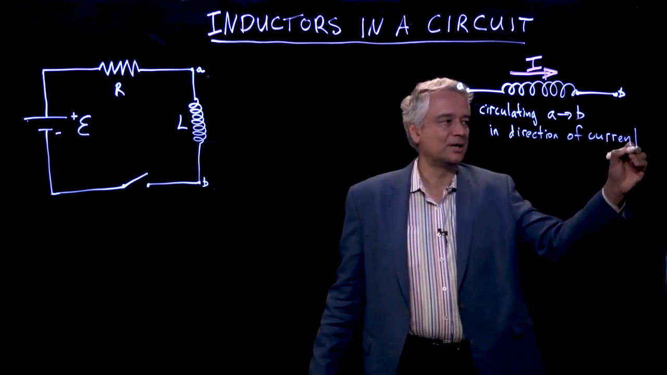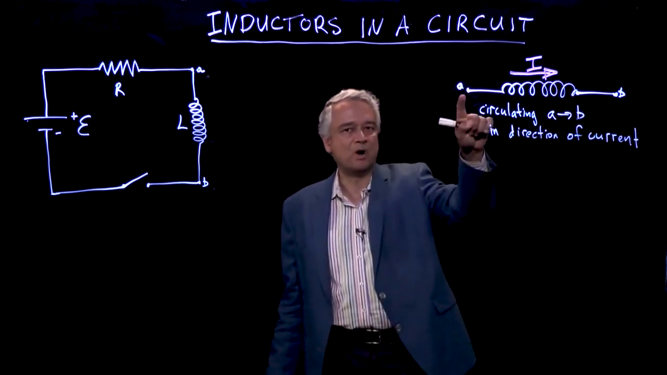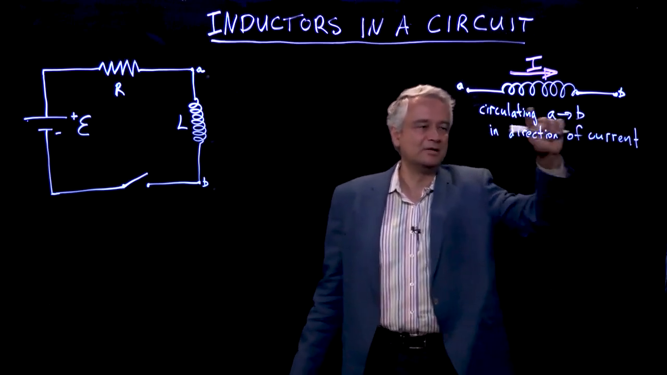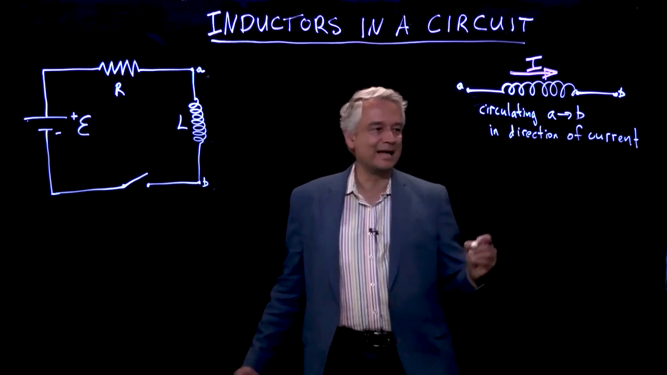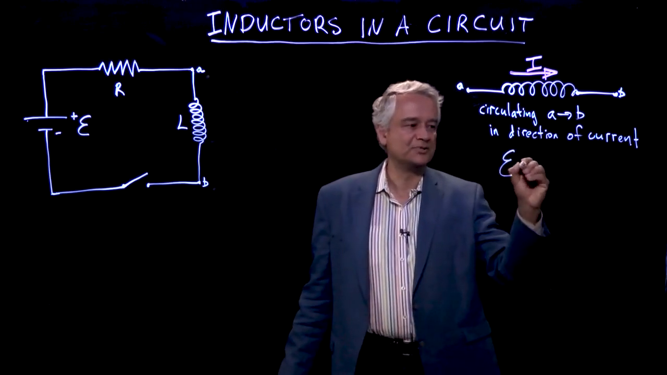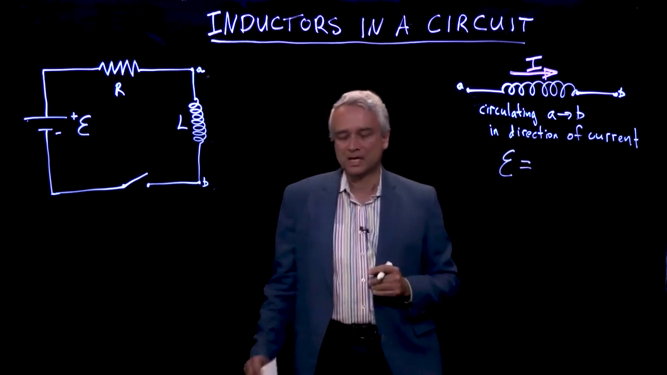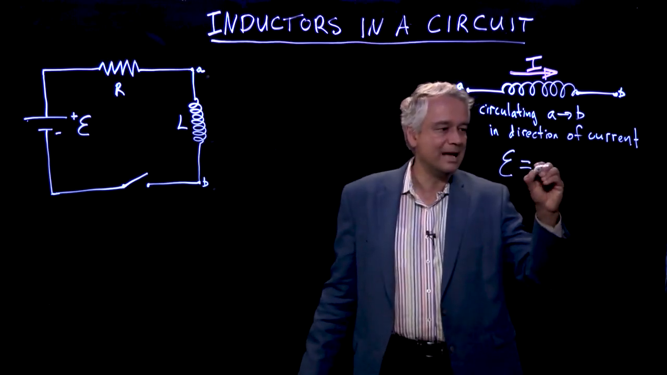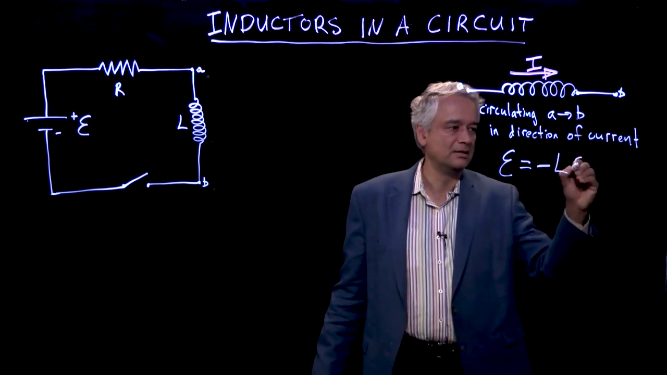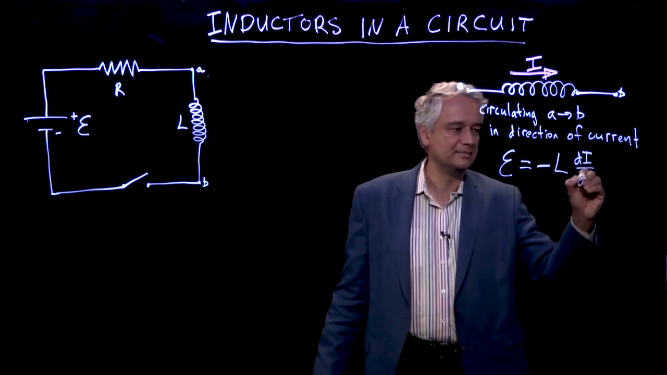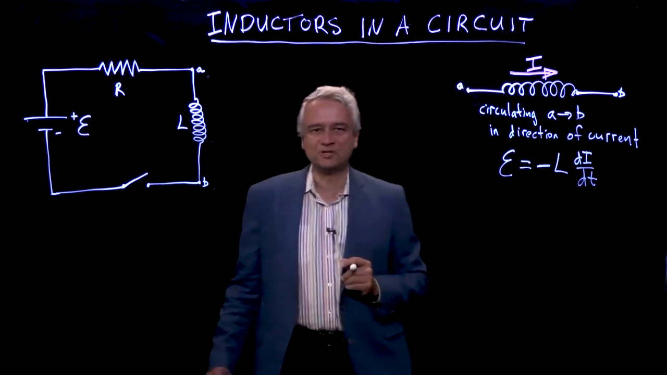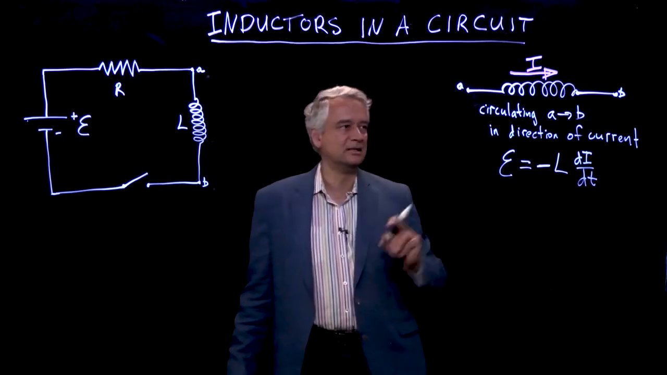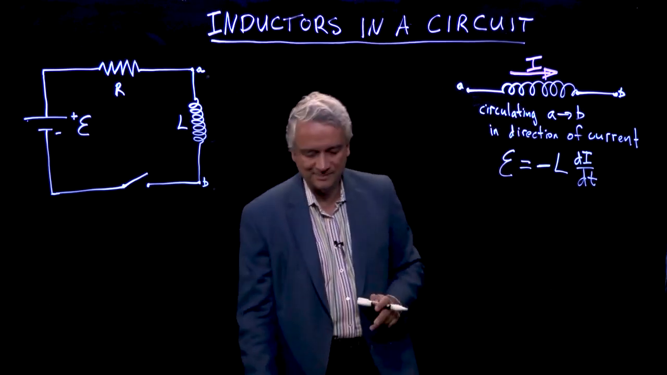I'm analyzing a circuit in which this inductor lives, and I'm walking my finger, circulating from A to B in the direction of the current. In that case, this contributes an epsilon, which is what? Well, Faraday's law tells us that it is going to be minus L di by dt. It's proportional to di dt, and the proportionality constant is the inductance of this inductor.